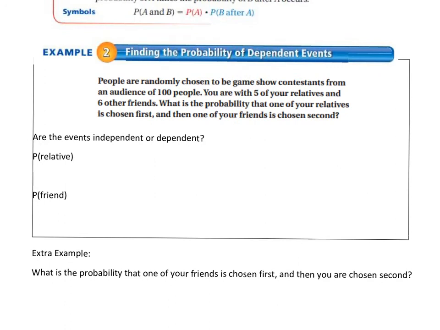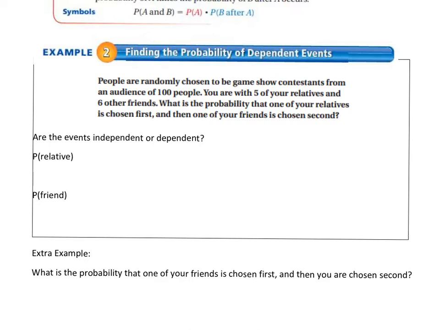Okay, so people are randomly chosen to be on a game show. Contestants from an audience of 100 people. So if you've ever seen The Price is Right, you could think about that. Might be a little past your time though. You are with 5 of your relatives and 6 other friends. First, we need to find the probability that one of your relatives is chosen first, okay, and then one of your friends is chosen second.